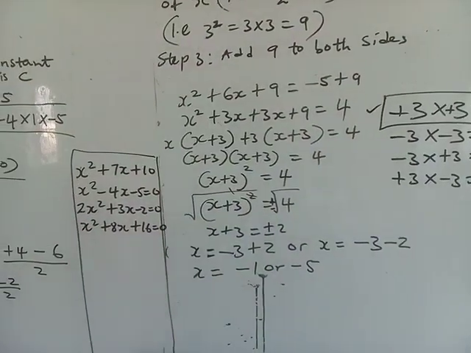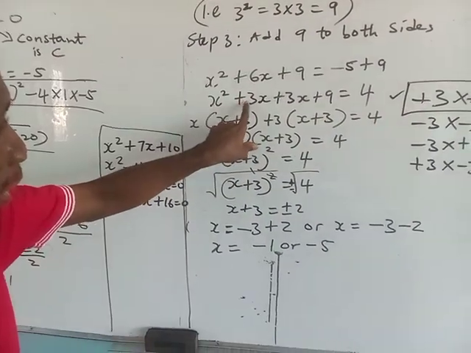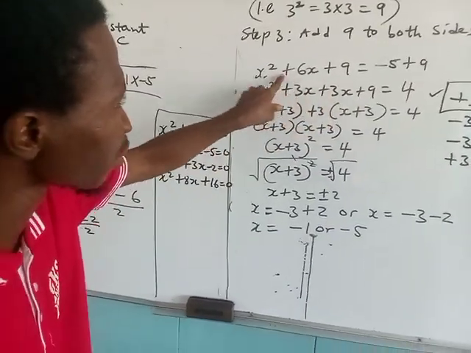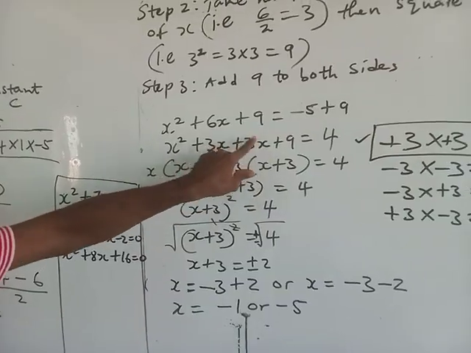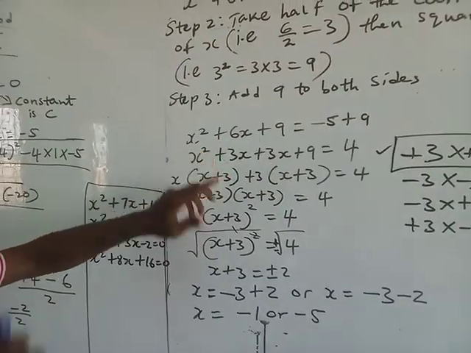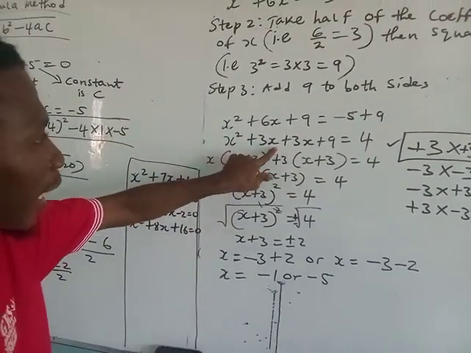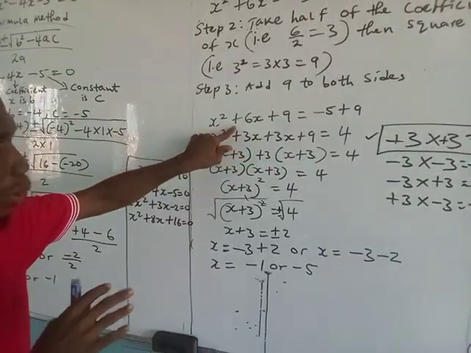4. That means if you check it, this is the expanded form. 3x plus 3x will give you 6x, so it's the same thing. But if in case you add and you're unable to get this, that means you are not correct. You have to go back and do it properly. So 3x plus 3x will now give you 6x, which is correct.